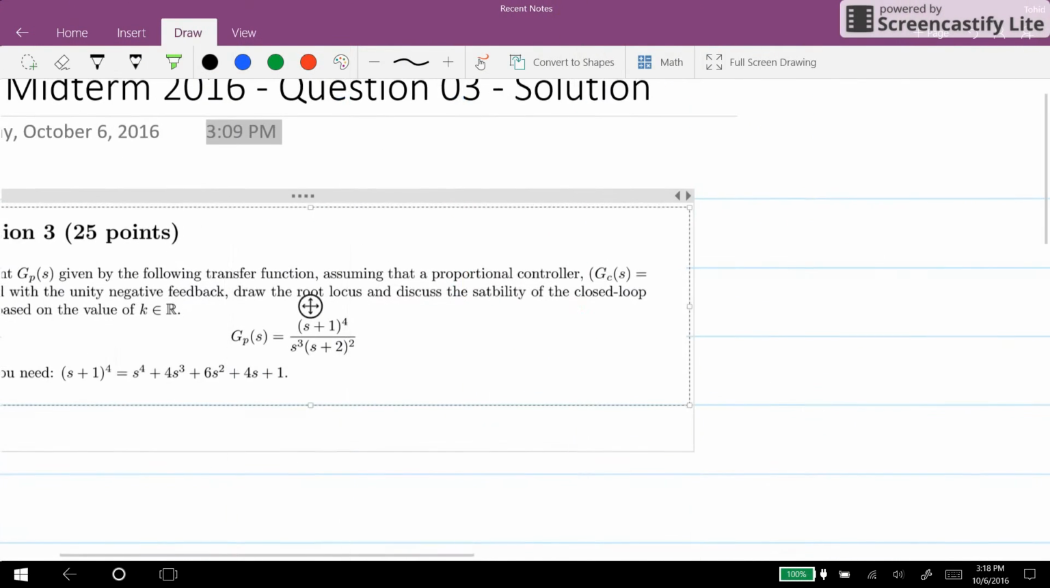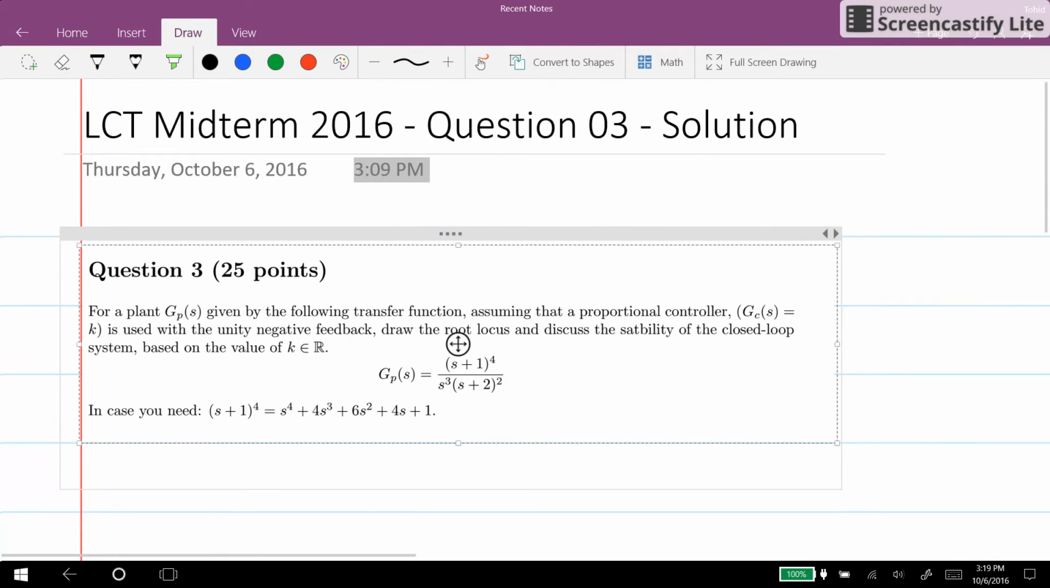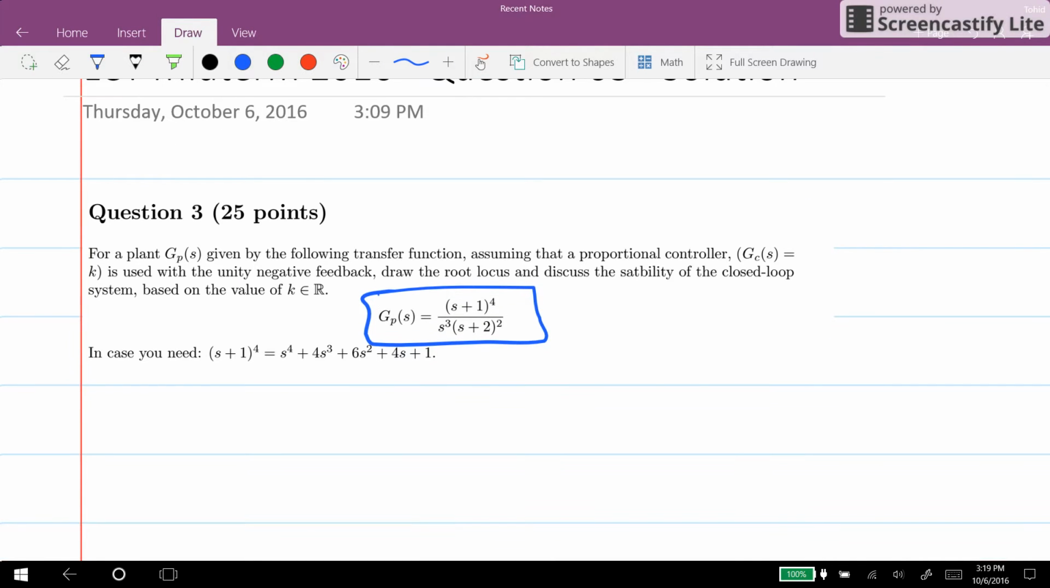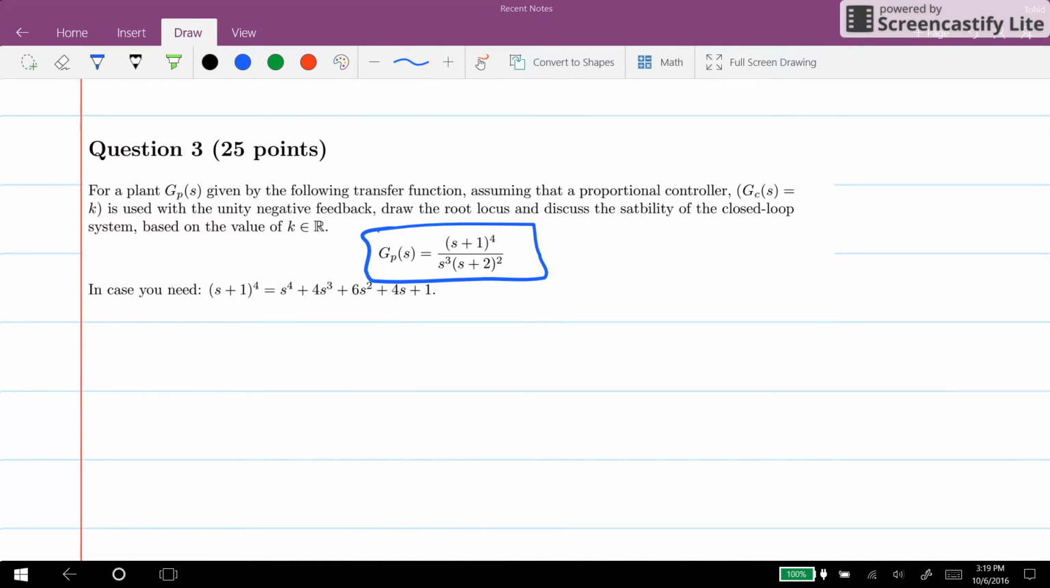Hi everyone. In this video, I will provide you the solution for the third question of the midterm exam that we had. So what we need to do here is to draw the root locus for this system, which is provided for us as the transfer function GP equal to (s plus 1) to the power of 4 over s to the power of 3 times (s plus 2) to the power of 2. And we need to draw the root locus for this system and then discuss the stability. So let's see how we can do it.